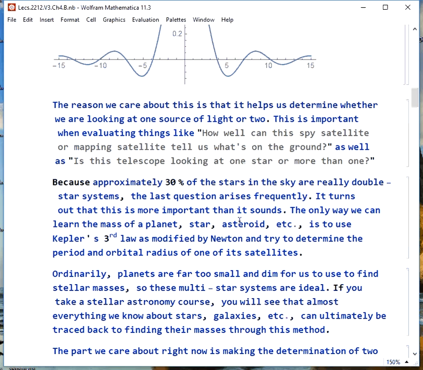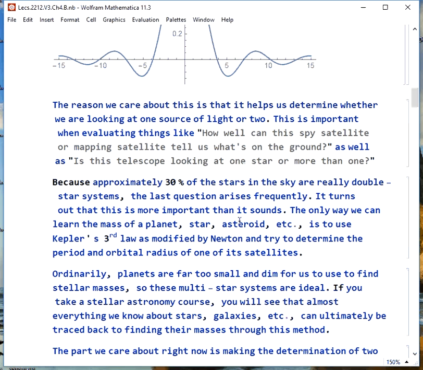And while human twins are fairly rare, about 30% of the stars you see when you look up in the sky are really double star systems. And this is much more important than it sounds. We have no way to find the mass of a planet or star or asteroid or even Earth except by using Kepler's third law and looking at the period and orbital radius of something that orbits it.